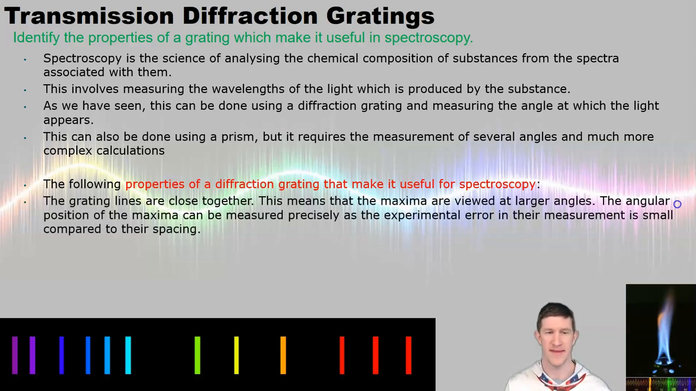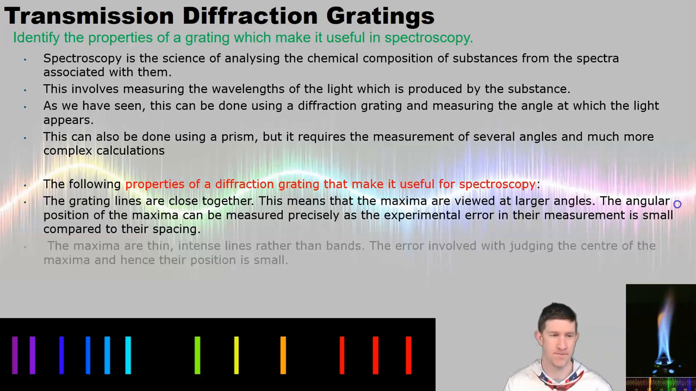The grating lines are close together. This means that the maxima are viewed at very large angles. So if the grating lines are close, the maxima get bigger. The angular position of the maxima can be measured precisely, as the experimental error is smaller compared to their spacing. If they're all really small, say within a millimeter, it's very hard to measure something that small because now your error, which is maybe half a millimeter, is more than the measurement you're taking. If you can blow it all the way out to 30 centimeters and your uncertainty in the measuring apparatus is 1 millimeter, that's fairly negligible compared to the actual measuring gaps. So it makes it a lot more accurate.